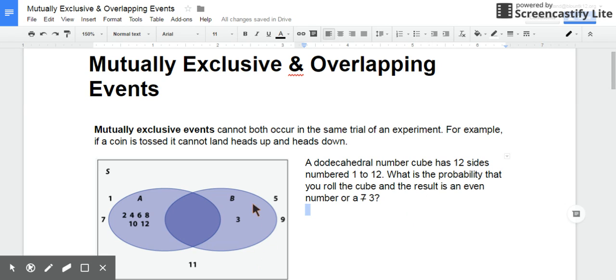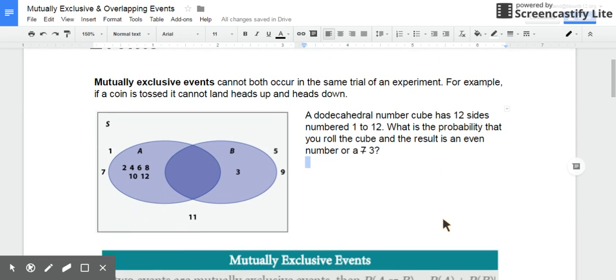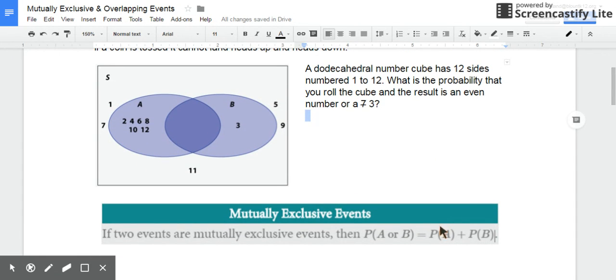When you take a look at that, you can see that they don't overlap at all. You've got 2, 4, 6, 8, 10, 12 over here, and that does not overlap at all with the 3. So when you go to calculate that probability, here's how we're able to calculate it.